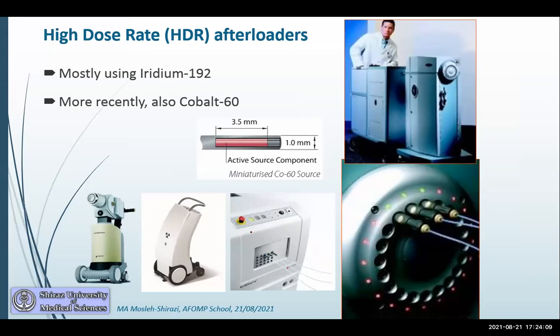Of course, there were developments because of the value and practicality of HDR. And so HDR afterloaders took over, mostly using iridium-192. As I said, more recently, cobalt-60 sources were also miniaturized. Cobalt-60 sources could be manufactured. This was then an option and commercialized.